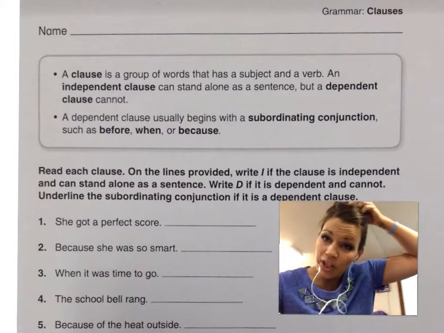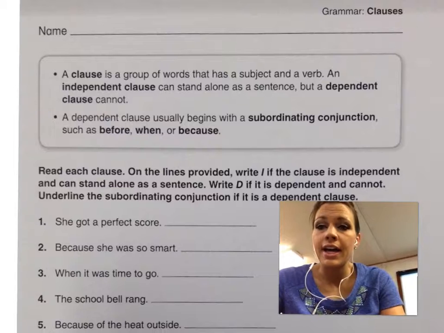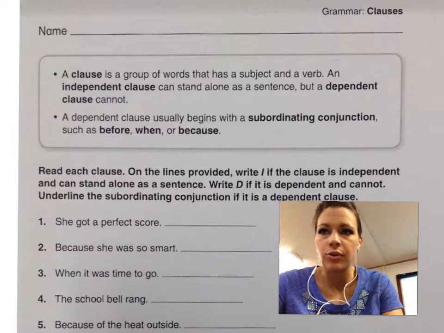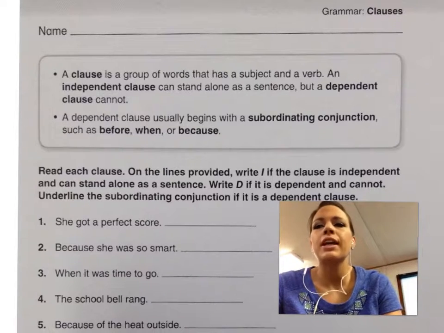Hi class, today we're going to work with clauses. That'll be our focus for the week for grammar. Let's review what a clause is.